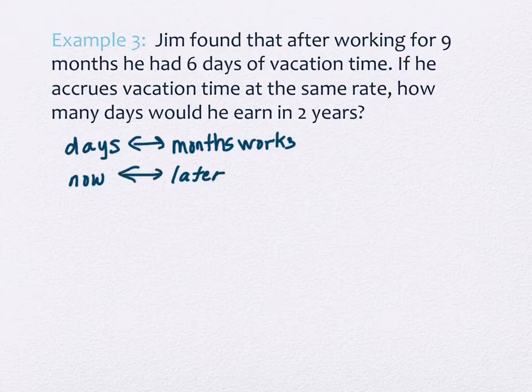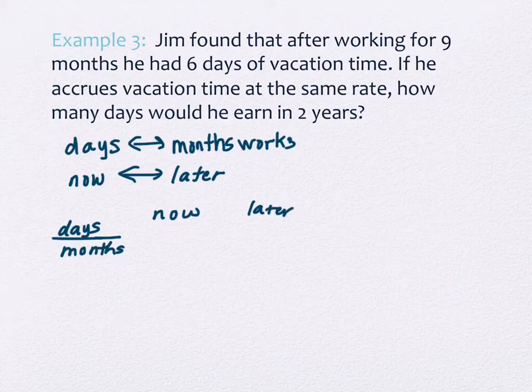This is the other comparison. What's happening now versus what happens later. Where he already stands now compared to what he wants to see or expects to see in the future. So here's the way that you can do the proportions then. You can either set it up so that it's days and months as a fraction, and then now versus later as the two sides of the equation. That's one way to set it up. We'll set it up that way. And then I'll show you another option.